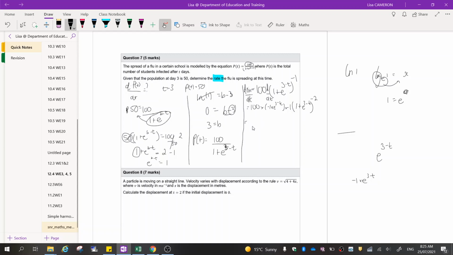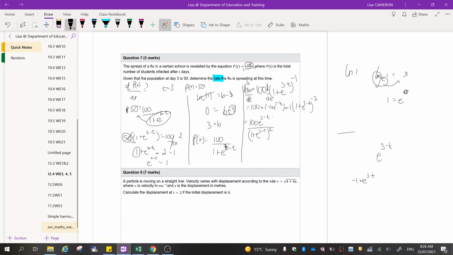So now I'm left with 100 times that will give me a negative 100e^(3 minus t), times that again will make it a positive. So it'll be 100e^(3 minus t). Because this has got a negative power, I'm going to represent it on the bottom. So (1 plus e^(3 minus t)), bracket, bracket, and that'll be squared on the bottom. And that is the rate that the flu is spreading at this time.